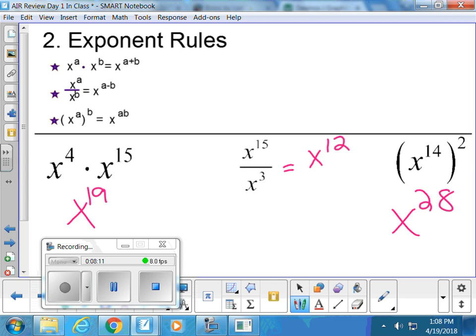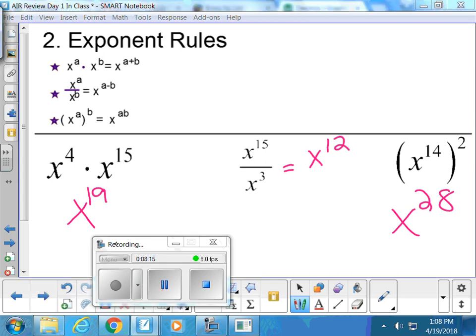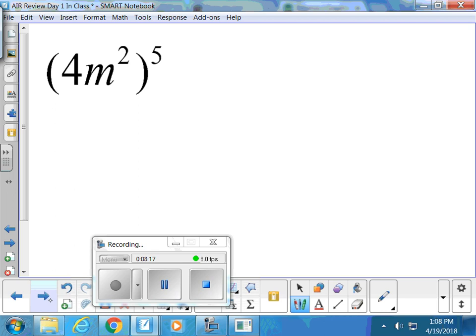I have one more sample problem that deals with exponents right here. So give that one a try, and I'll get a volunteer to give you an answer. All right, who's got it? Alexa? So close. I love the m to the 10 idea. The problem is that 4 is a normal number, so you don't want to treat it like an exponent. You don't want to do 5 times 4. You actually want to do 4 to the 5th.